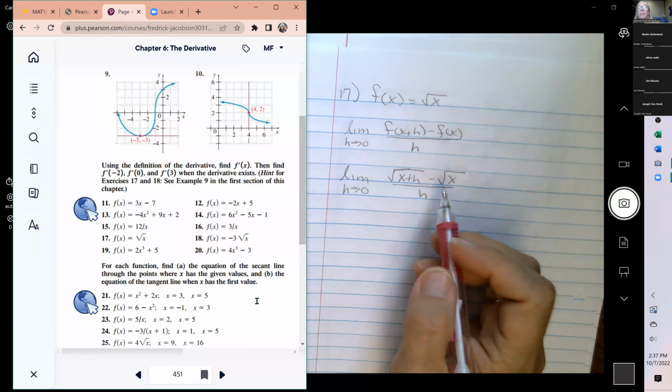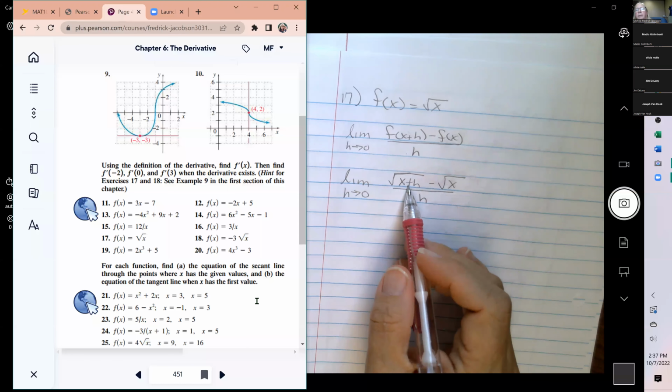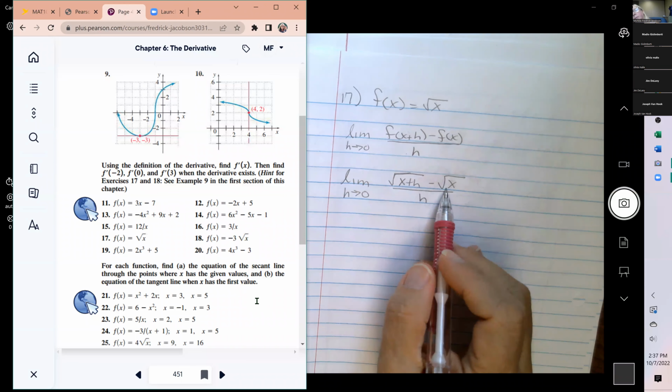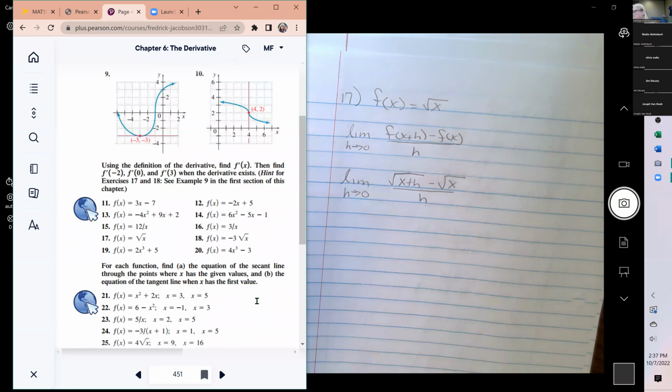So when we plug it in, the square root of x plus h minus the square root of x, all over h. Any questions on that part? Now, when you have the square roots, you want to do the conjugate. Remember, the conjugate is the same, but the opposite middle sign.